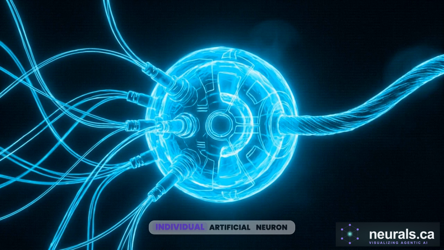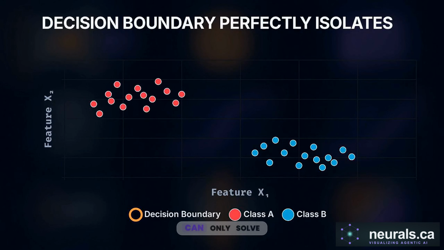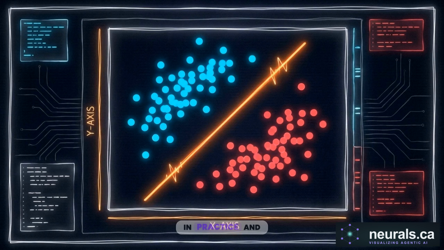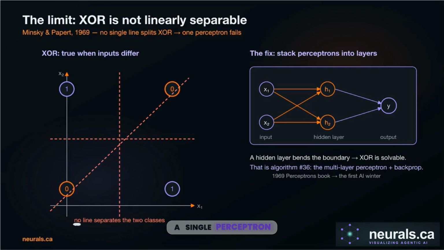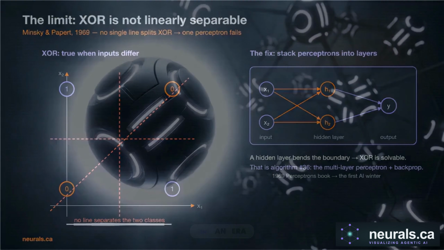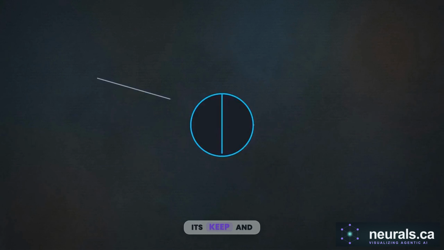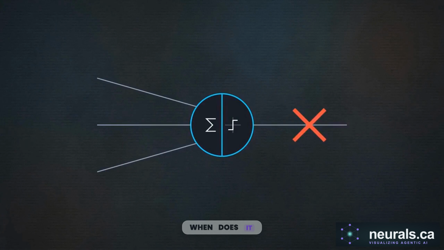But an individual artificial neuron is computationally fast and beautifully simple, which means a single straight line can only solve so many problems. So where does this algorithm shine in practice? And what happens to a single perceptron when it encounters real-world data it simply cannot split? In an era of massive language models, where does a single artificial neuron actually earn its keep? And when does it hit a wall it simply cannot climb?